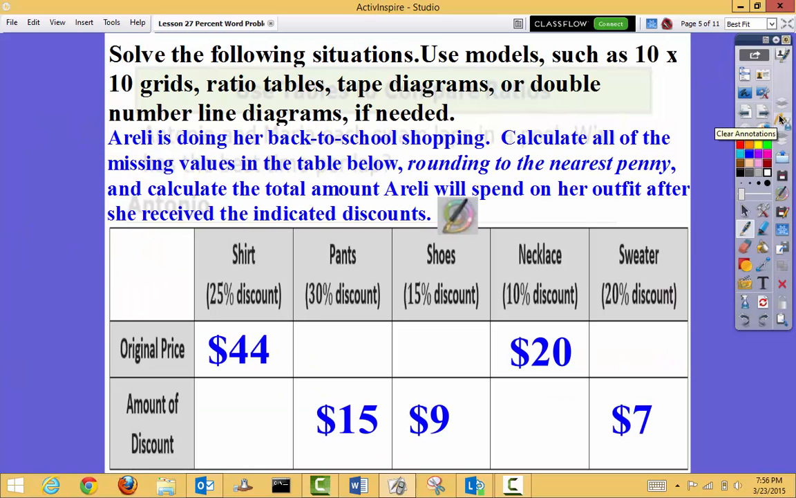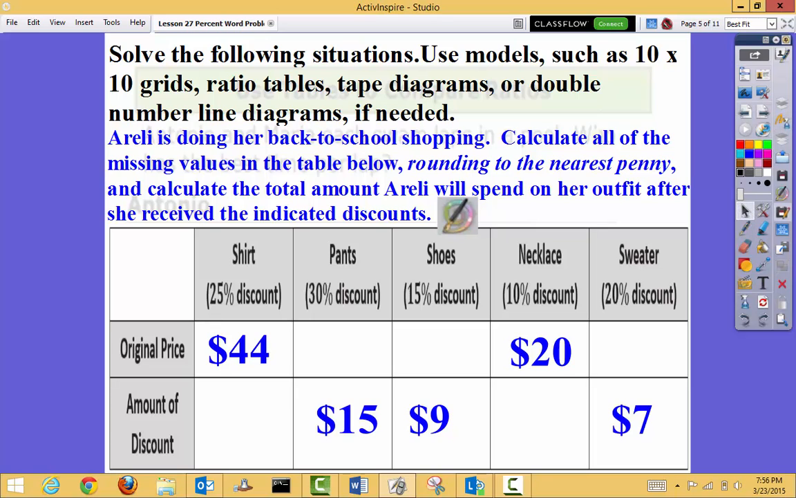Alright, so now we have this problem. Solve the following situations. Use models such as 10 by 10 grids, ratio tables, tape diagrams, or double number line diagrams if you need. So here we're going to start. Aurelia is doing her back-to-school shopping. Calculate all the missing values in the table below, rounding to the nearest penny, and calculate the total amount Aurelia will spend on her outfit after she received the indicated or given discounts.